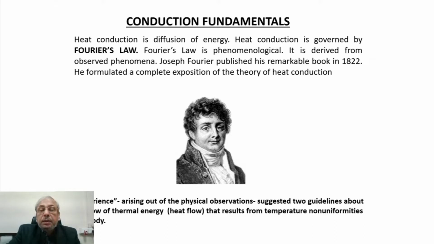Joseph Fourier, the famous mathematician, published his remarkable book in 1822. He formulated a complete exposition of the theory of heat conduction. Experience arising out of the physical observations suggested two guidelines about the flow of thermal energy, often referred to as heat flow, that results from temperature non-uniformities in a body.